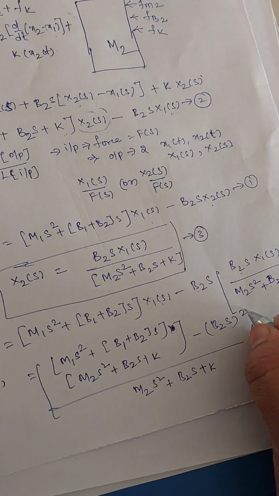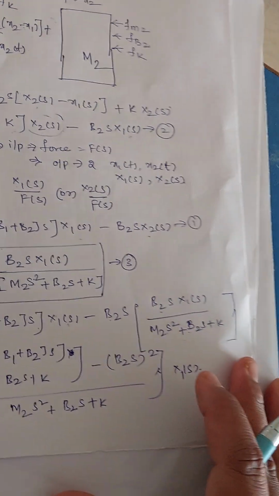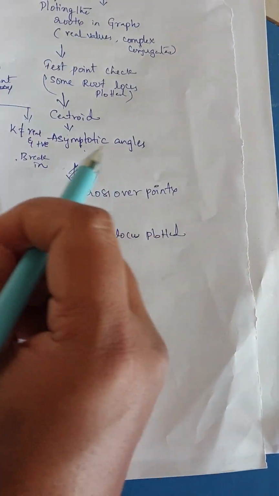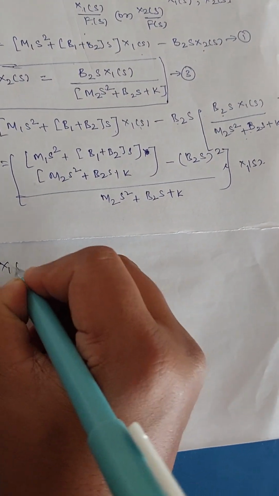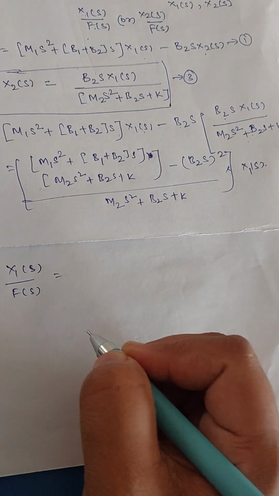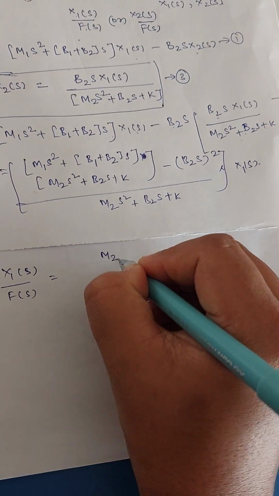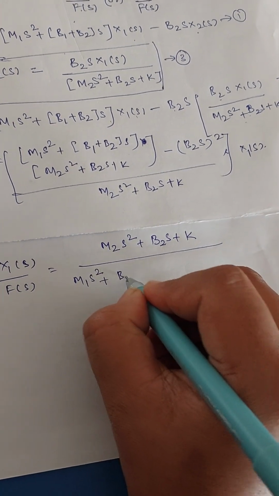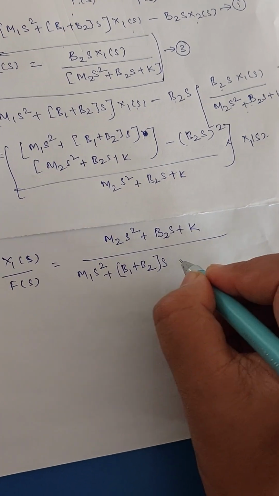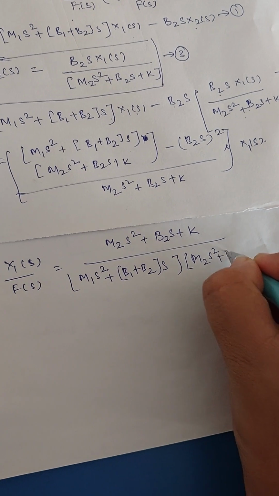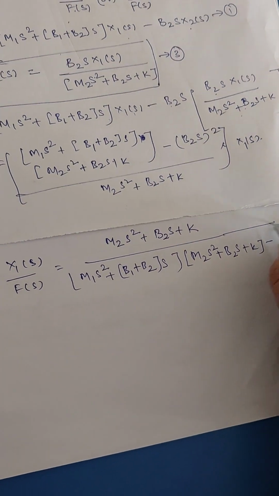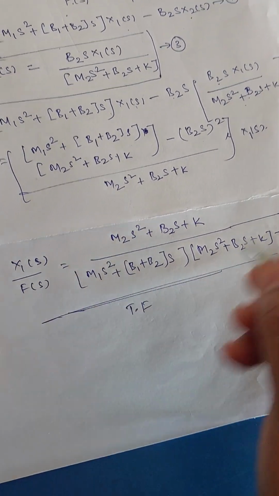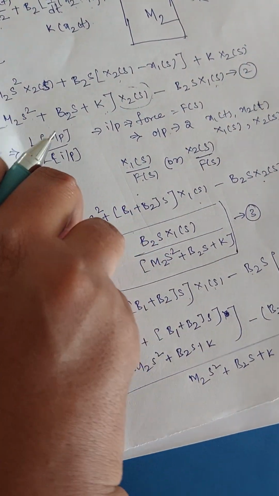Now we have to bring this f of s to this side, then our transfer function is fulfilled. What is our transfer function? x1 of s by f of s. To fulfill that, we write the equation as x1 of s divided by f of s, which is given by this reciprocal. So we have m2 s square plus b2 s plus k divided by m1 s square plus b1 s plus b2 into s into m2 s square plus b2 s plus k minus b2 square s square. This will be our transfer function for the given translational system.